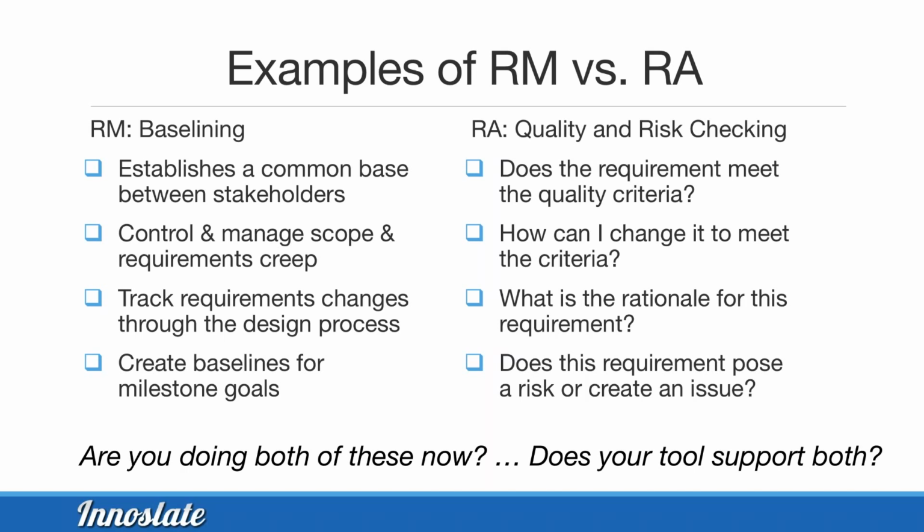And how can I change it to meet the criteria so it can be adjusted? Adding a rationale for the requirement, that's often something that people consider good practice, and we enable that with a rationale attribute within the tool. And then, of course, does this requirement pose a risk or create an issue? So do I need to go off and derive a risk associated with this that then can be resolved later on and mitigated? So one of the things is, I'm guessing most of you are doing both of these now.